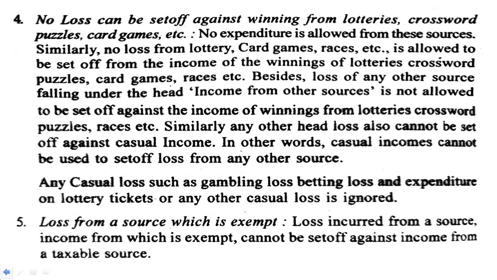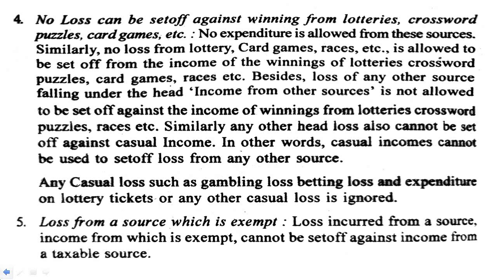Then fourth one, no loss can be set off against winnings from lotteries, crossword puzzles, card games, etc. No expenditure is allowed from these sources. Similarly, no loss from lottery, card games, races, etc. is allowed to be set off from the income of winnings of lotteries, crossword puzzles, card games, races, etc.